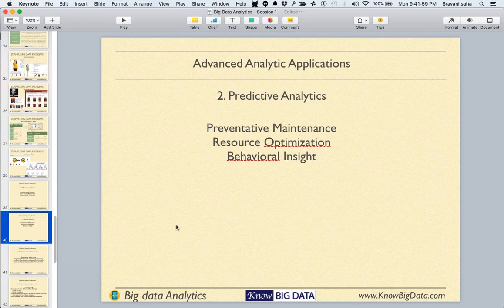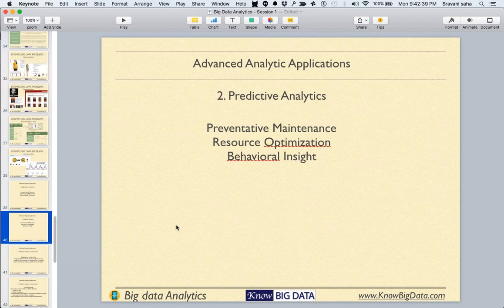The next use case of advanced analytics is predictive analytics, doing a forecast, for example, that our system is going to break down at that time, so we should start doing preventive maintenance. Or forecasting that this particular route is going to be congested, so accordingly we should allocate resources. Or that we are going to have this kind of demand this Christmas, so we should optimize the resources accordingly.